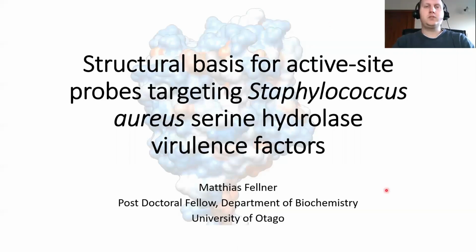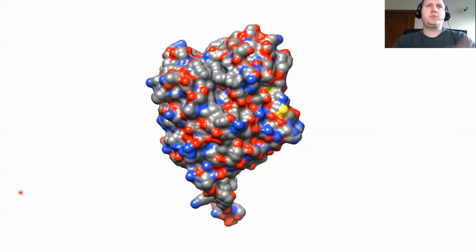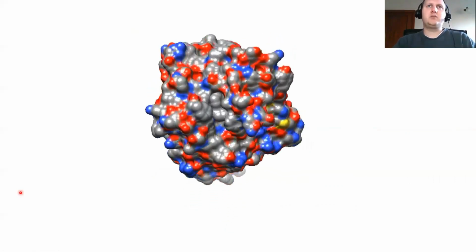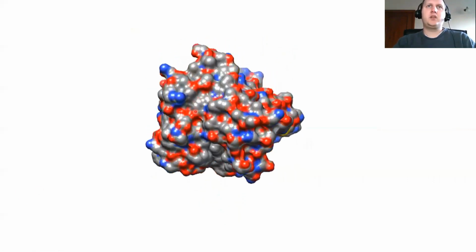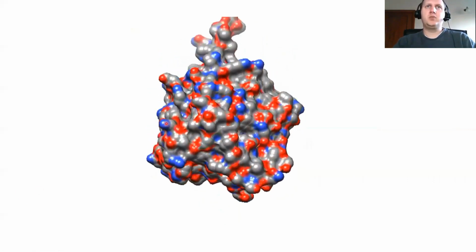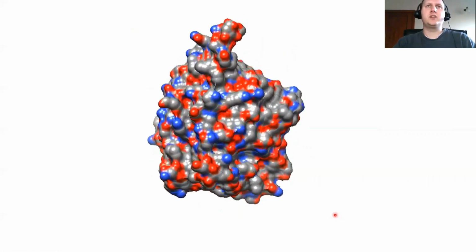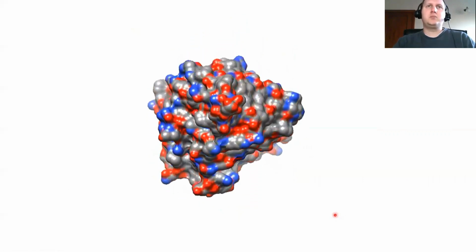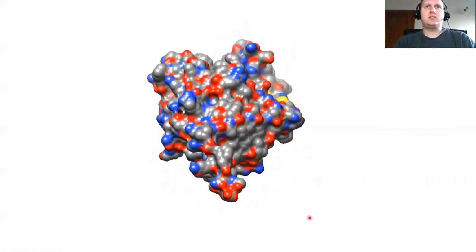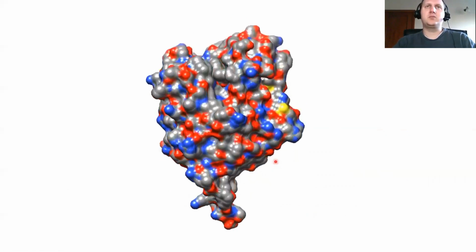Welcome to my presentation on the structural basis for active site probes targeting Staphylococcus aureus serine hydrolase virulence factors. So what I'm depicting here is the structure I determined on an atomic scale with X-ray crystallography, in gray carbon, in red oxygen, in blue nitrogen, and then there are also some sulfur atoms around. So the protein is made up of amino acids that have these 4 different atom types.